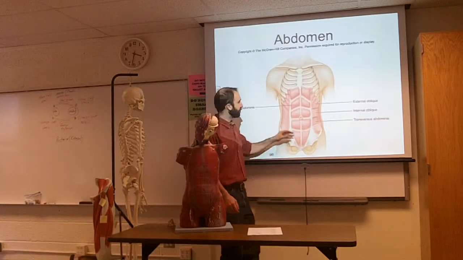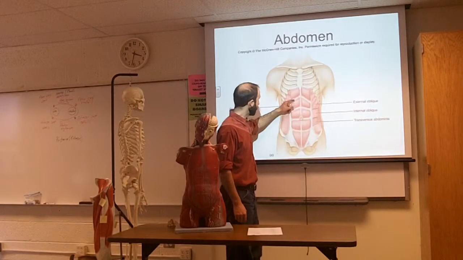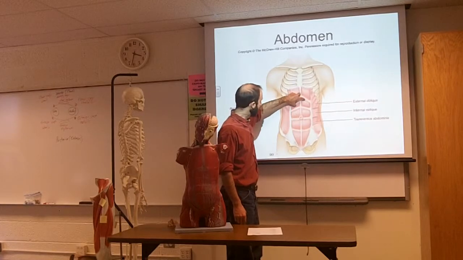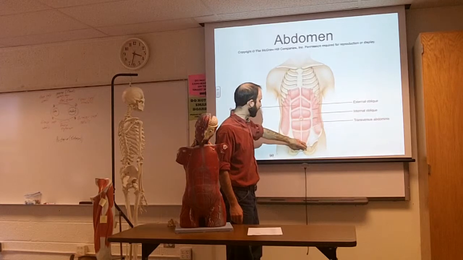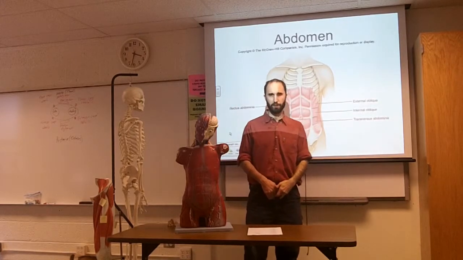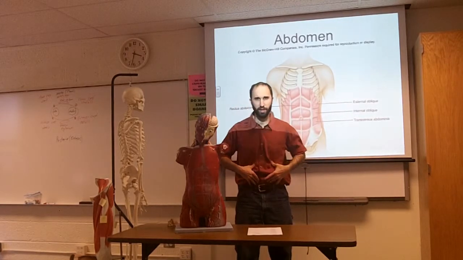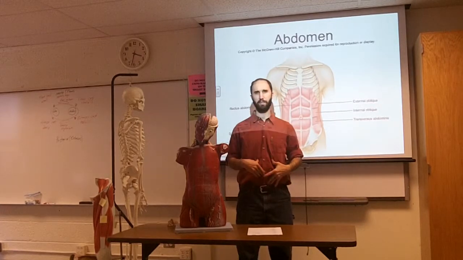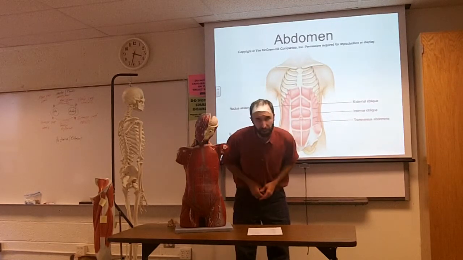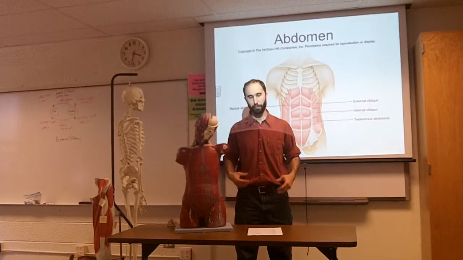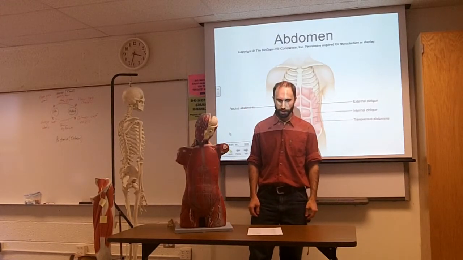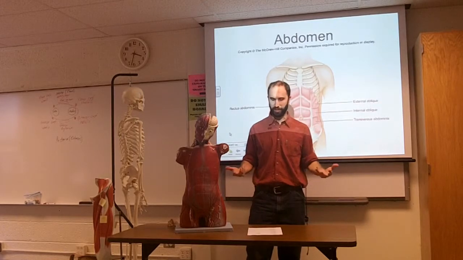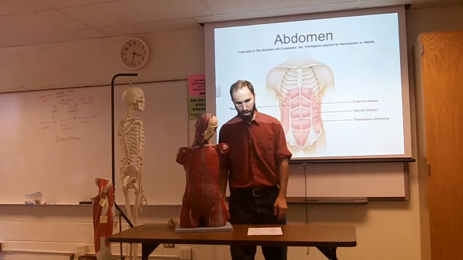So these are the rectus abdominis muscles right here. They attach to the anterior ribs and come all the way down to the pubis down at the bottom here. So it's going to allow you to flex your spine, or bring your ribs closer to your pelvis. So this is your sit-up muscle. It allows you to do sit-ups.